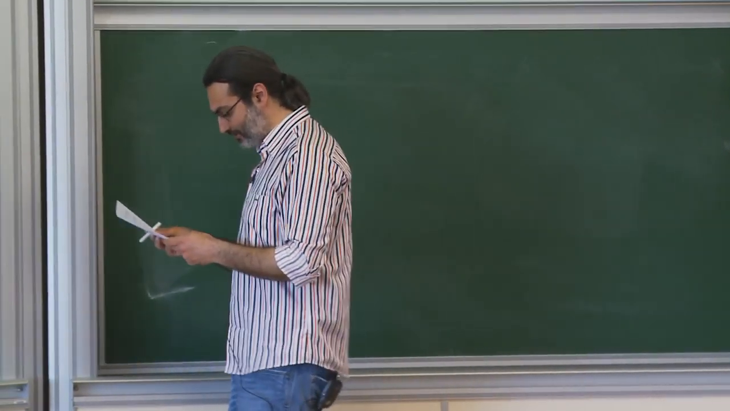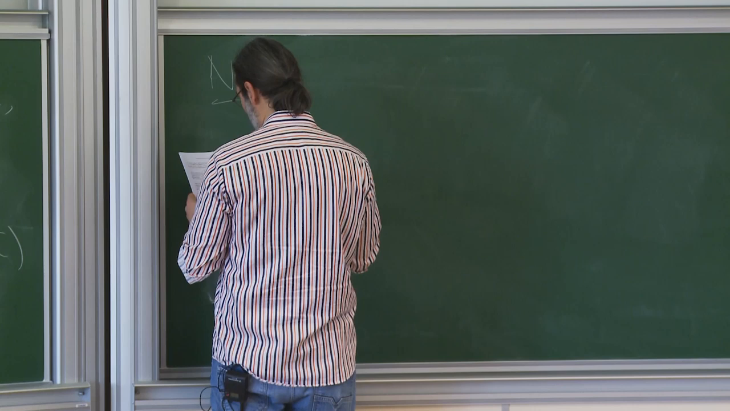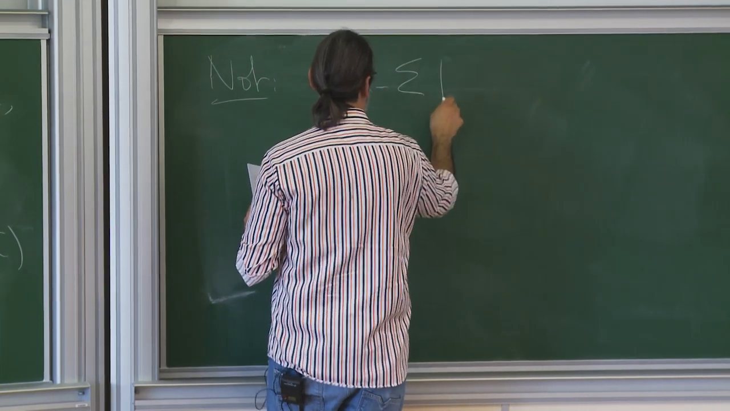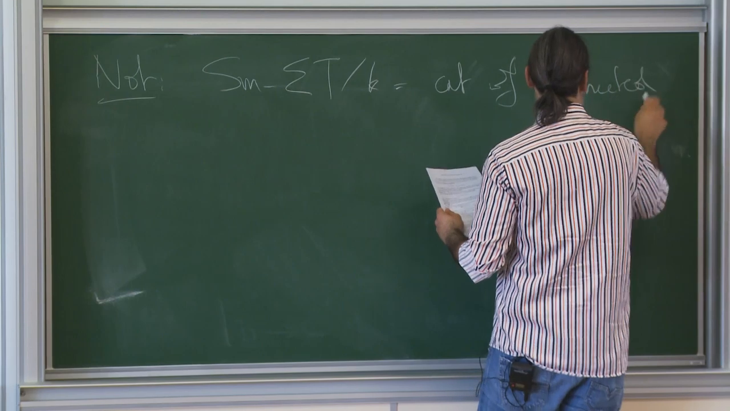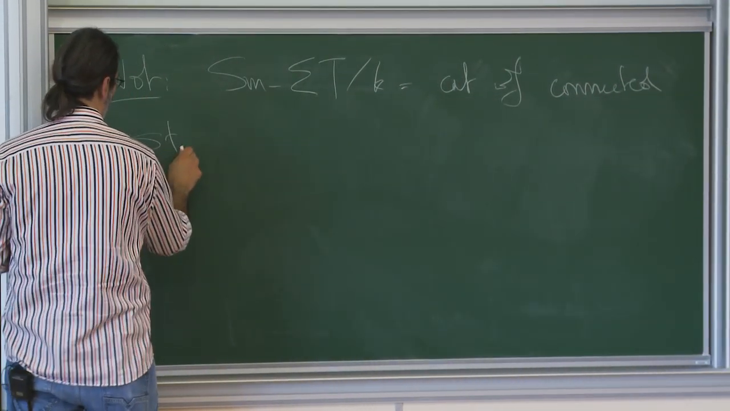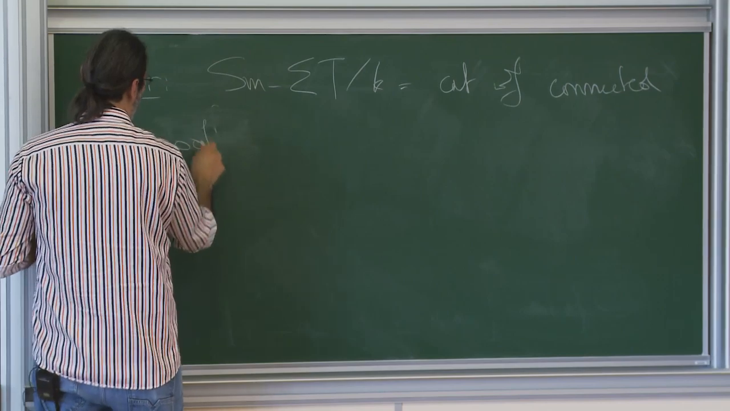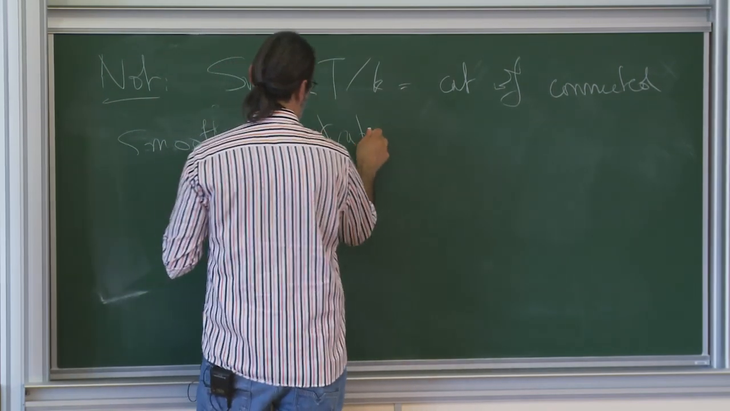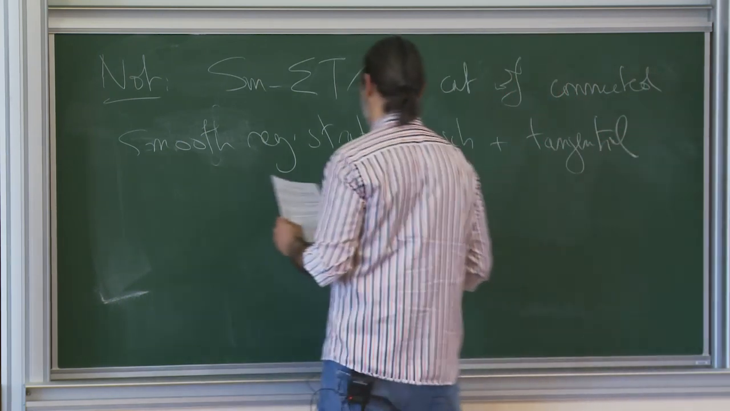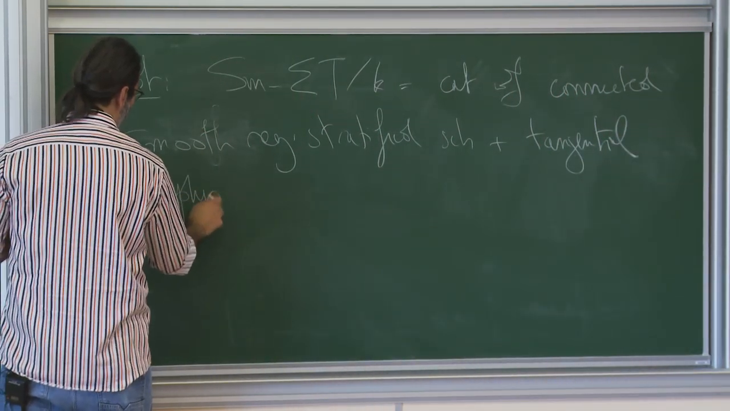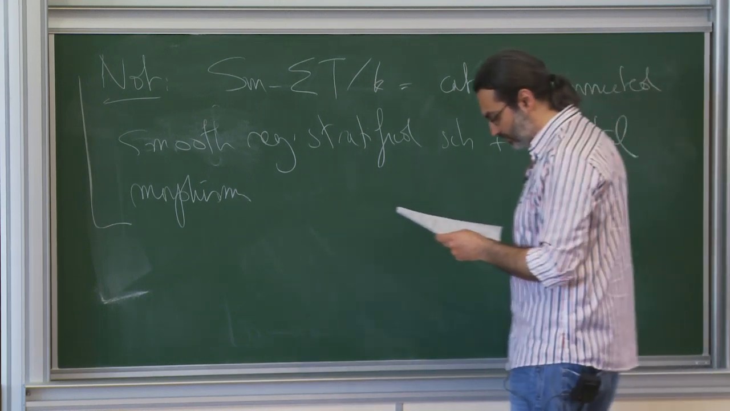Okay, so notation. I denote by Smooth Sigma T over K the category of connected, or sorry, naked smooth, regularly stratified schemes plus tangential morphisms. Okay, and so maybe I just finish by telling you why it is interesting and natural to do this.